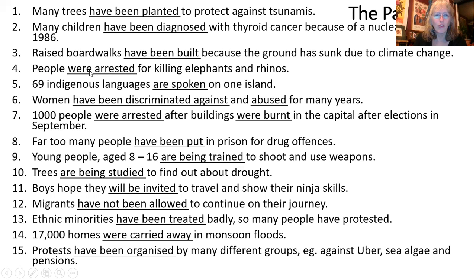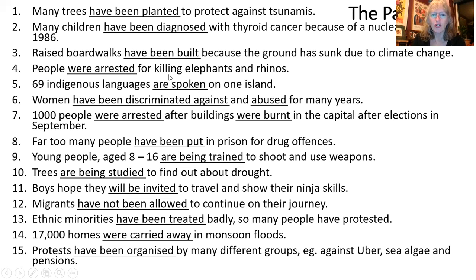Let's look at number four. What tense is that? It's past simple passive, isn't it? Past simple of the verb to be plus the past participle, that's regular. And then number five, which tense? That's the present simple passive, plural of the verb to be, spoken is irregular.